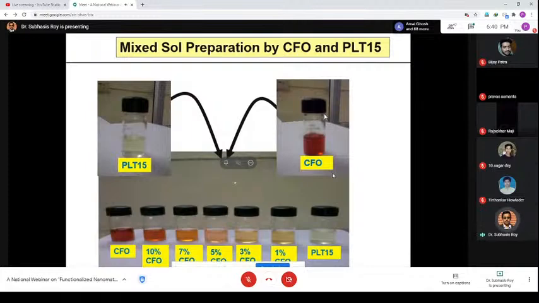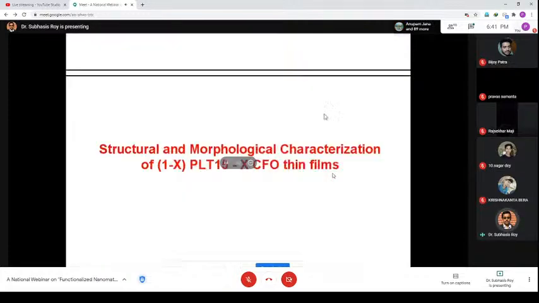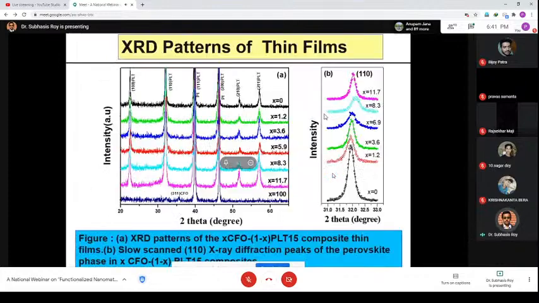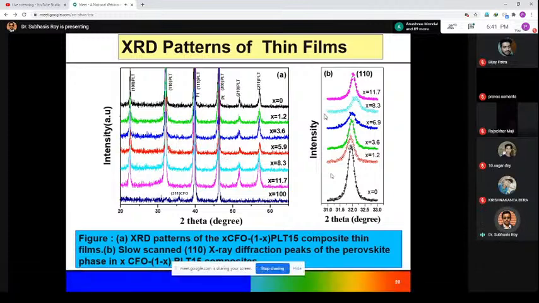We change the percentage of CFO in the PLT15 matrix from 1 to 10 volume percentage. You see this is the transparent stable salt we prepared. Then from this salt, we prepare the film. After making the film with the spin coater, we dried and thermally heated it. Then, after making the film, we checked the structural analysis of this material.